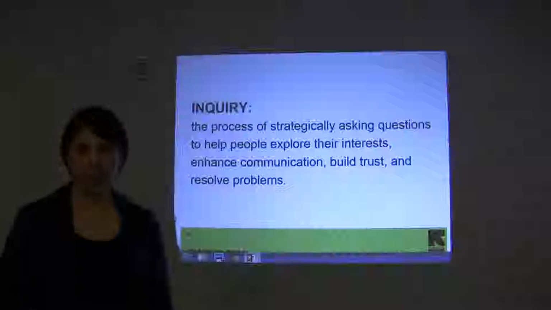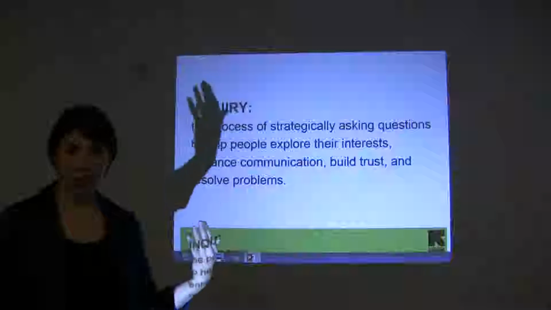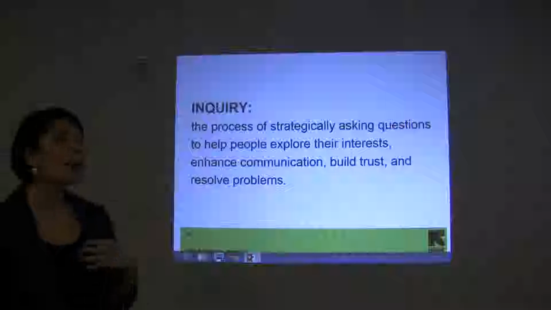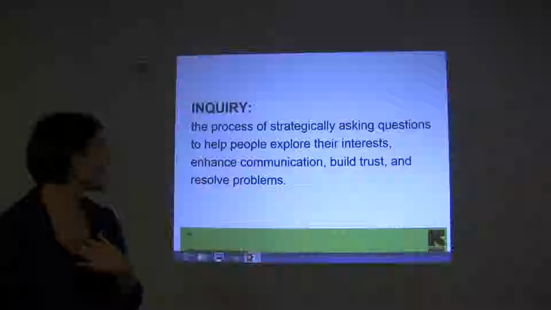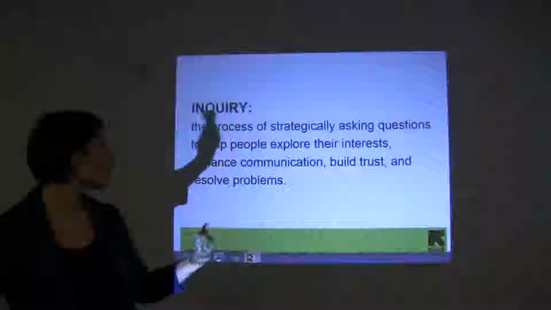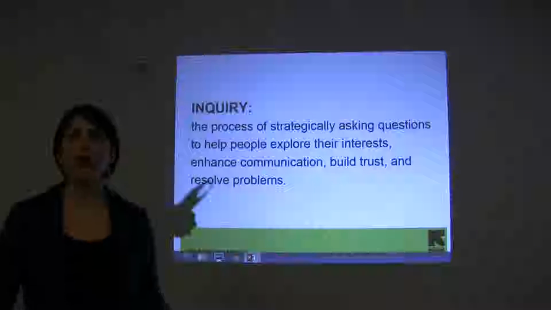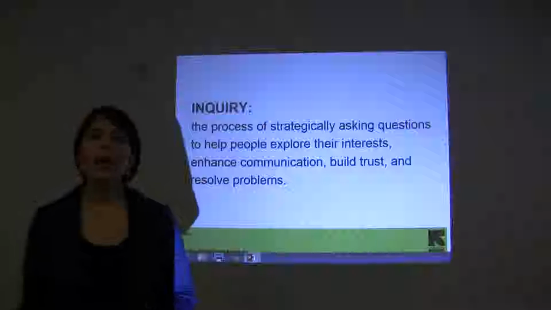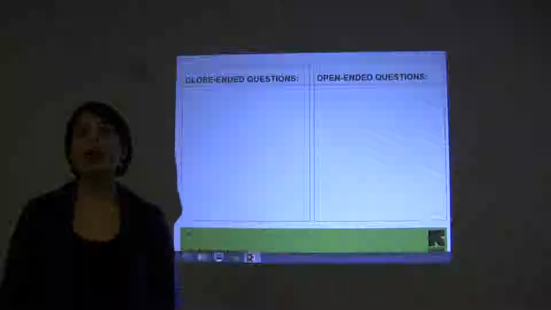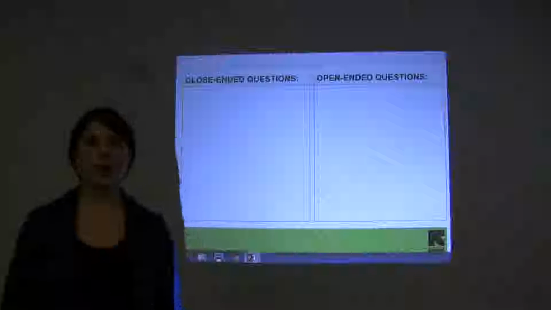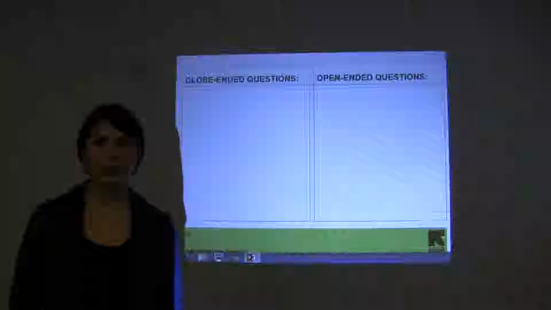When we talk about inquiry, this is just a basic definition. The process of strategically asking questions to help people explore their interests, enhance communication, build trust, and resolve problems. Okay? That's what we're talking about. Really asking questions. And there are two types of questions that we can use when we solve problems: open-ended and close-ended questions. So let me ask you, what is an open-ended question? How would you define that?